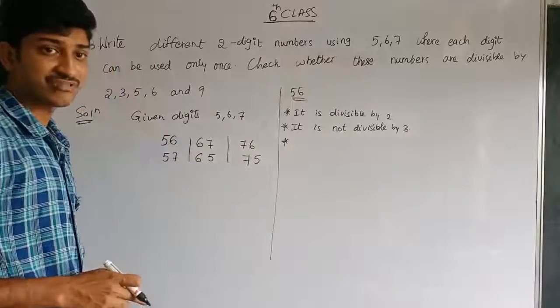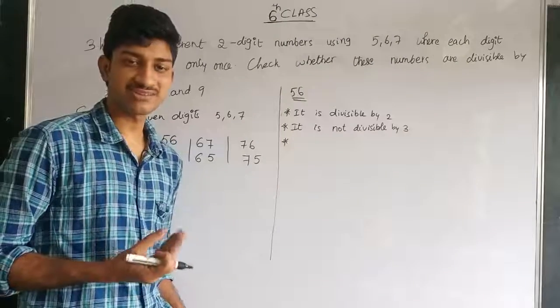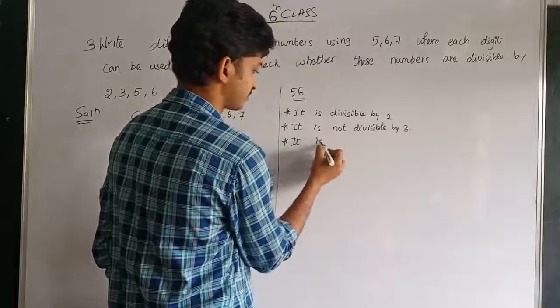Next is 5. So what is the rule for 5? The units place must be 0 or 5. So here we have 6, that's why this number is not divisible by 5.